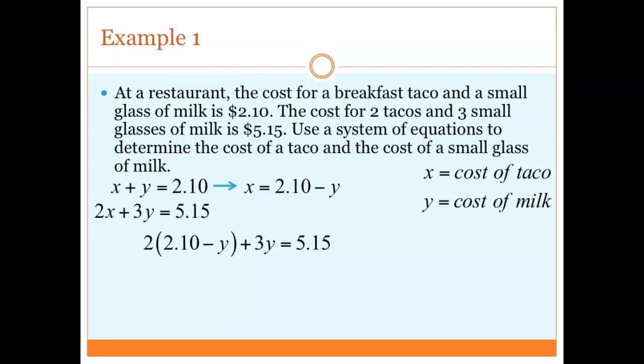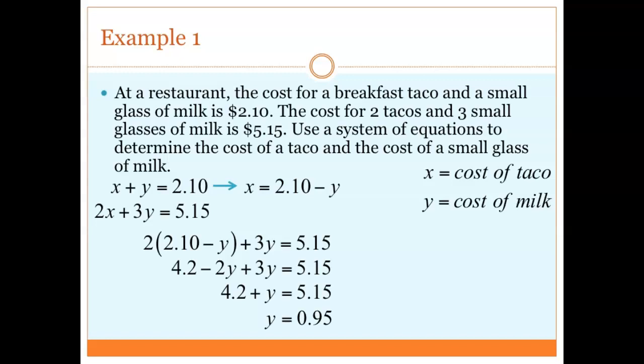So we have 4.2 minus 2y plus 3y equals 5.15. I can add negative 2y and the 3y together. So I have 4.2 plus y equals 5.15, and subtract 4.2 from both sides, and that gives us y equals 0.95.